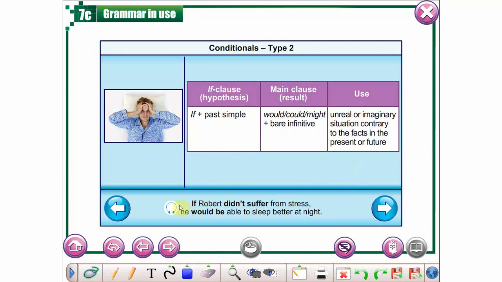For example, I can say if Robert didn't suffer. Look here, didn't suffer. Which tense? Past simple, excellent. If Robert didn't suffer from stress, he would be able to sleep better at night. Here, would be is in the result, the main clause.